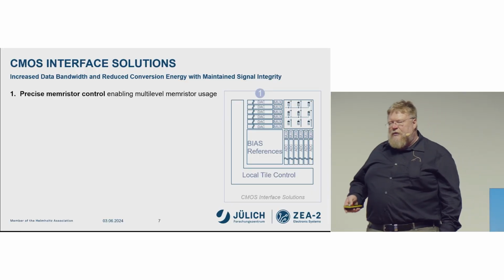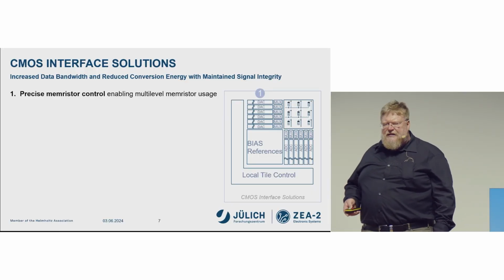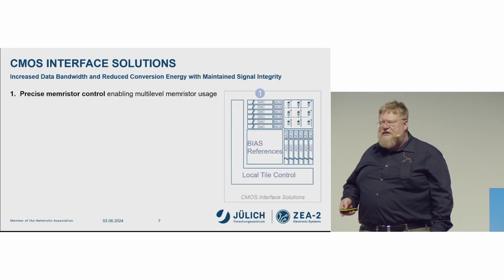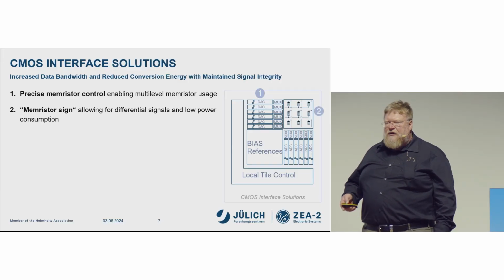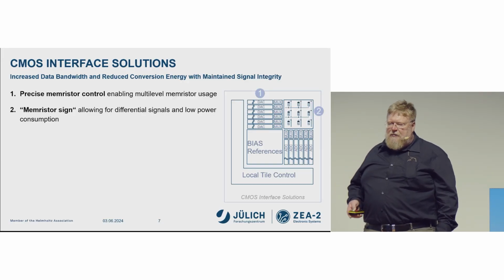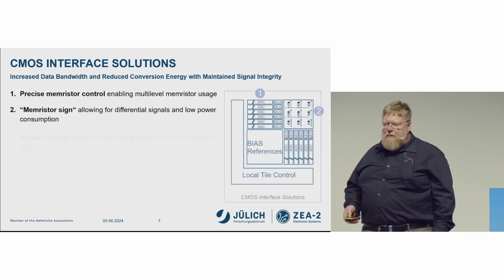So there are 4 examples I will talk of. One is here the precise Memristor control, enabling multi-level Memristor usage. And the aim here is that with the multi-level symbols, you can increase the data bandwidth of, as an example, computing and memory devices. Second is the Memristor sign, allowing for differential signals and for low power consumption. I will go into that a little bit more into detail when that comes up.